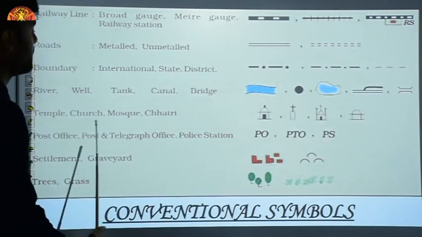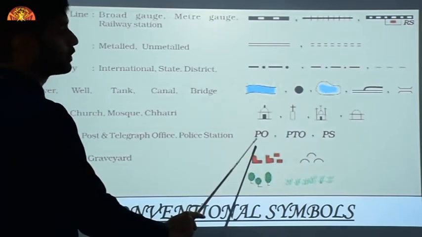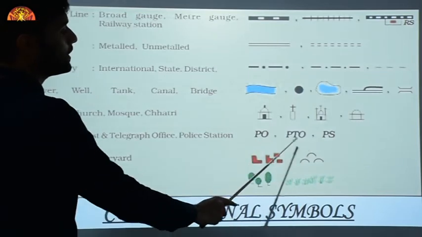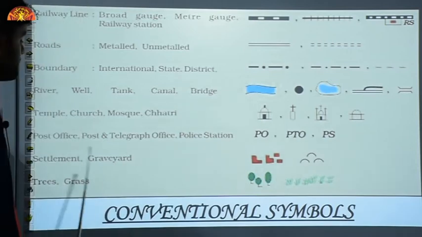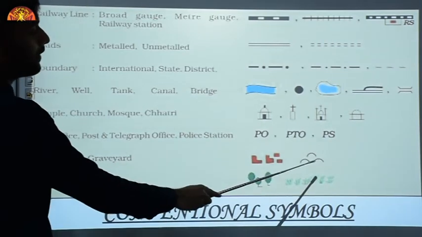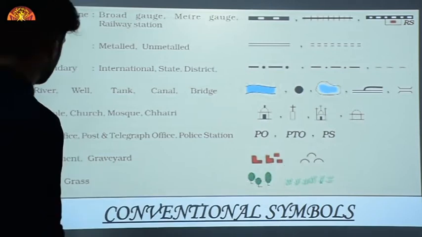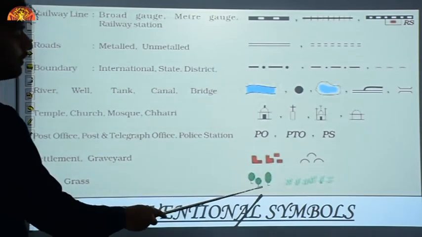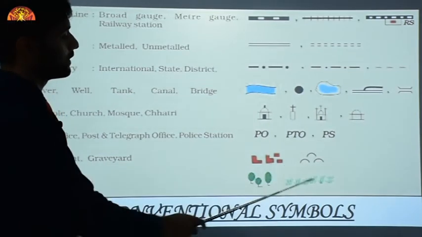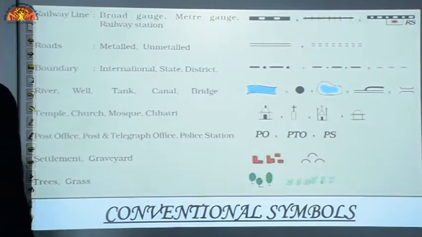Then post office, post and telegraph office and police station are shown using letters like PO, PTO and PS. Settlement and graveyard, meaning where people live and where people are buried, are shown by using these symbols. Trees and grass are shown using green color.